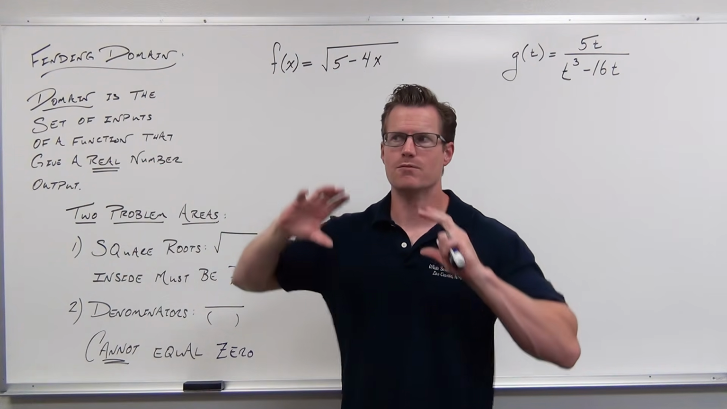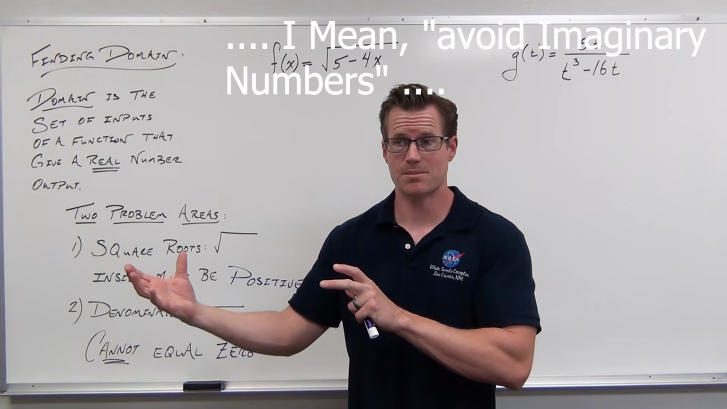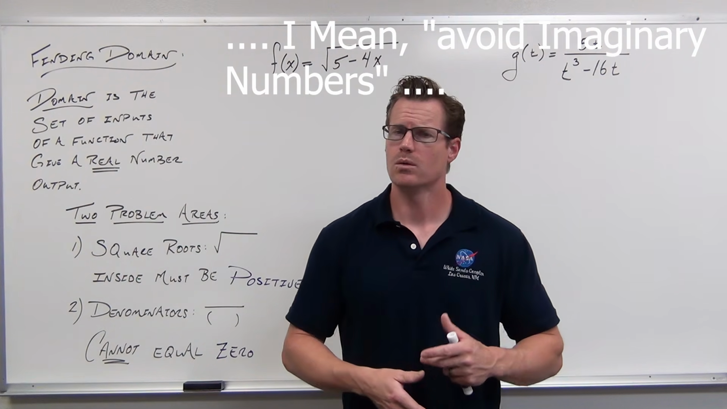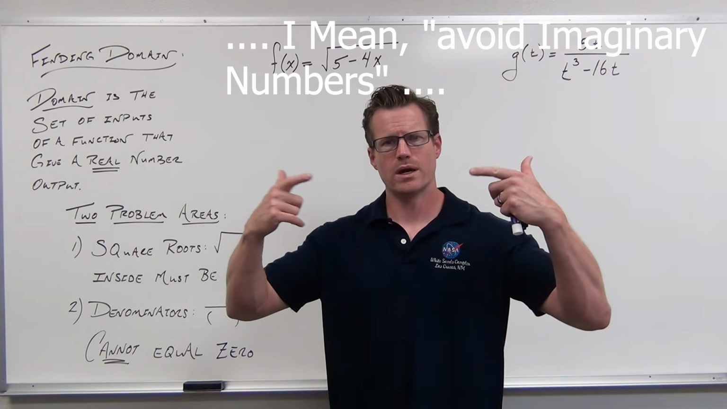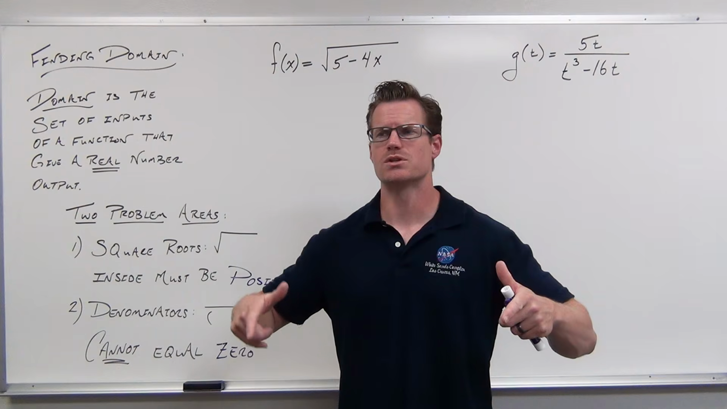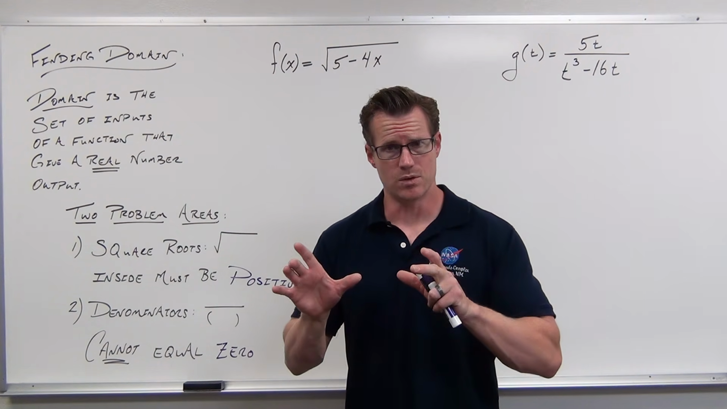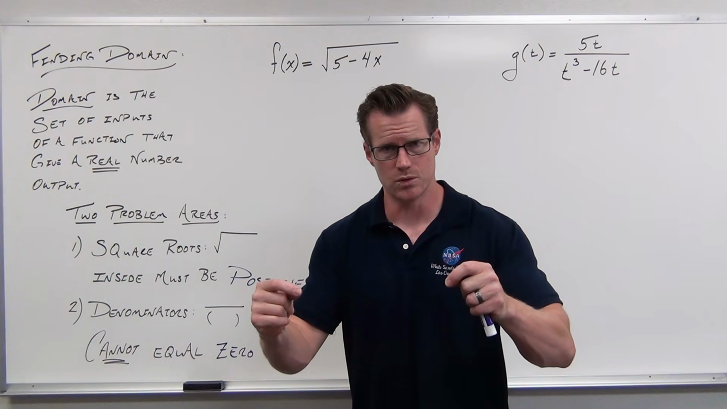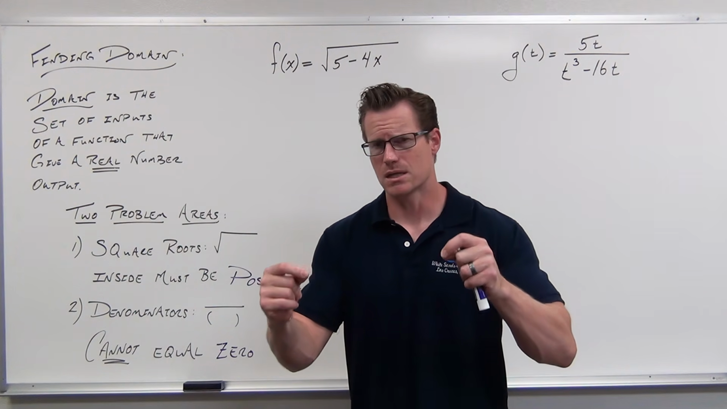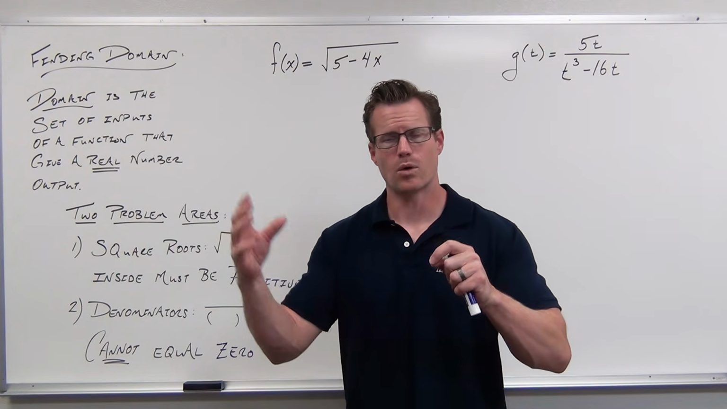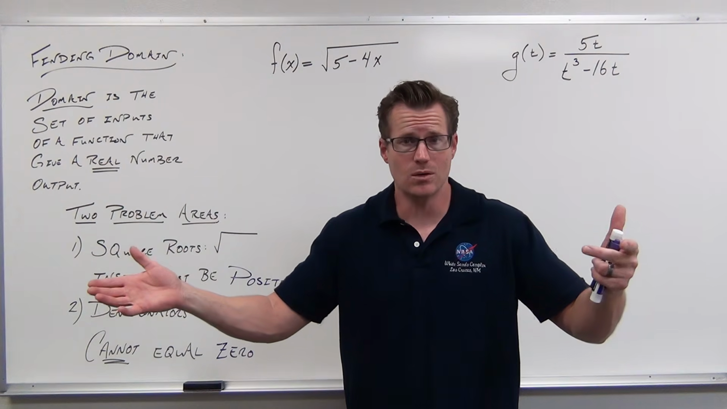So how do we avoid imaginary numbers? Is it by making it equal to 0? Well, no. How we avoid imaginary numbers and complex numbers and stick with real numbers is that we find numbers that, when we plug them into the square root, keep the inside of the square root 0 or more. In other words, positive and 0.